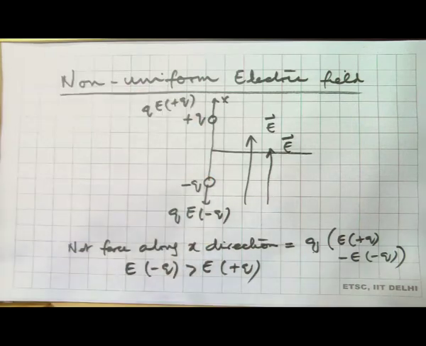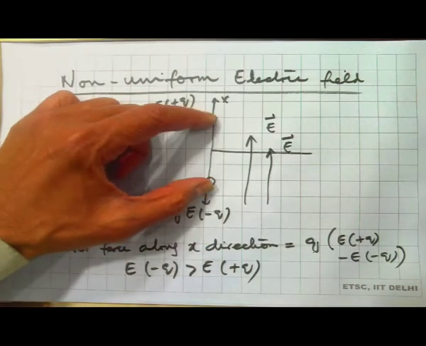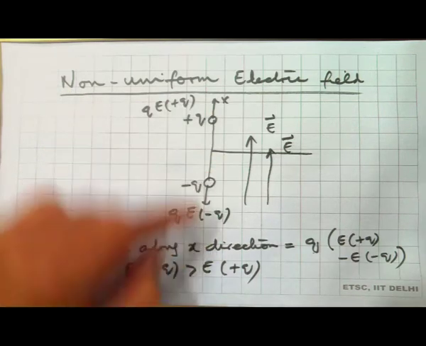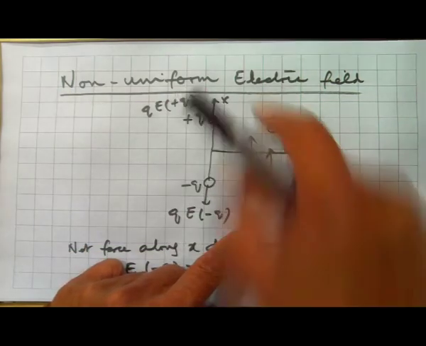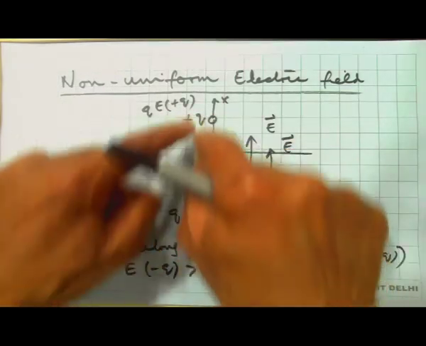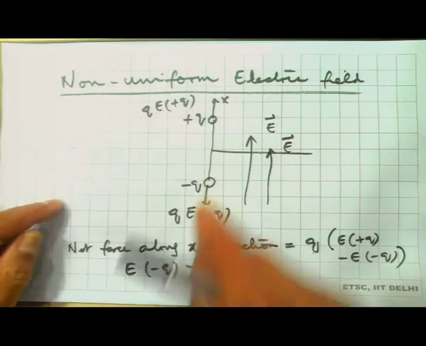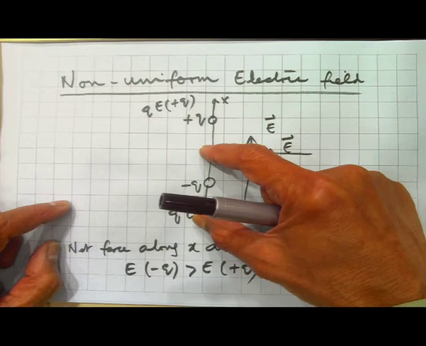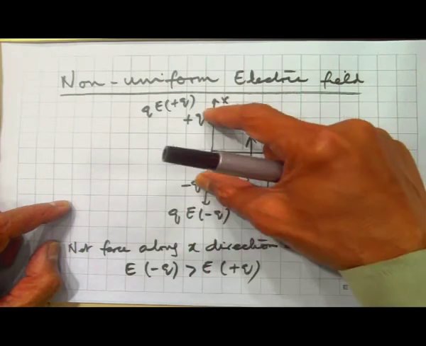So, in a non-uniform electric field, what happens is the dipoles are pulled towards stronger electric fields, because the electric field is decreasing in this direction, the electric field here is larger than the electric field here, the charges are exactly the same. So, the downward force is more than the upward force. So, the net force on this dipole is to pull it towards the larger electric field, and it comes here.